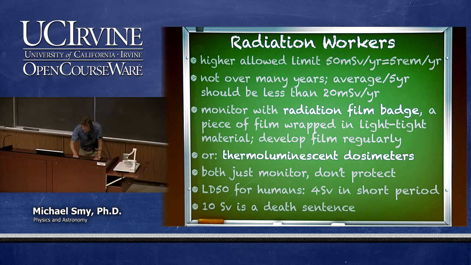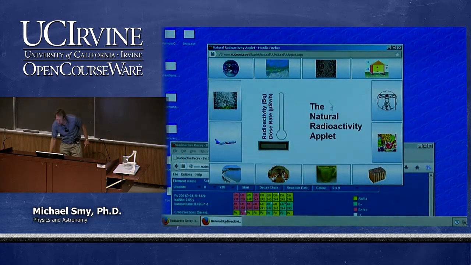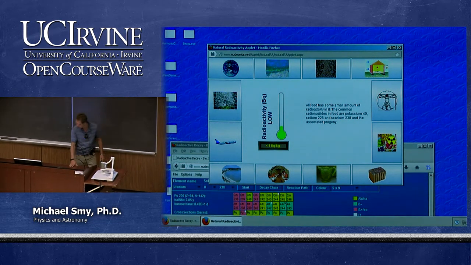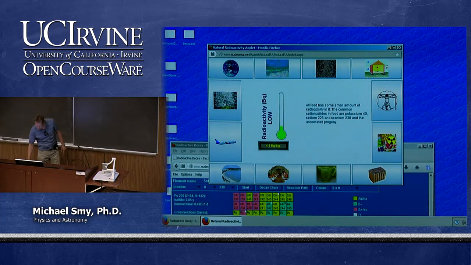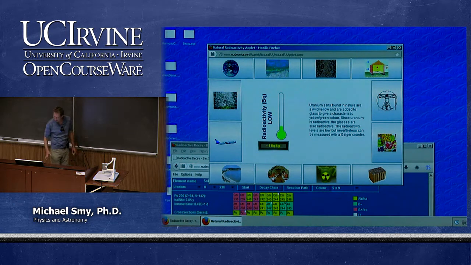If you look at natural radioactivity, I have this little simulation here that lets you simulate what happens if you expose yourself to various natural radioactivity forms. For example, this is food. Food contains potassium-40, which is radioactive. Or here we have various uranium salts that produce nice yellow colors, and they're sometimes added to glass to give a characteristic nice color.